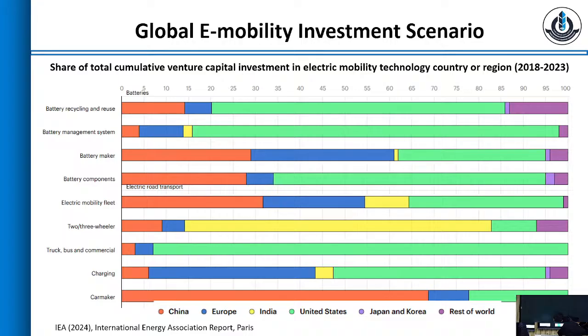And if you look at two-wheeler, three-wheeler, four-wheelers, again, we are not investing much into those technologies. It is all about integration of the components. Then charging infrastructure, yes, we are investing, but this is still a small component. And car making is still very small.